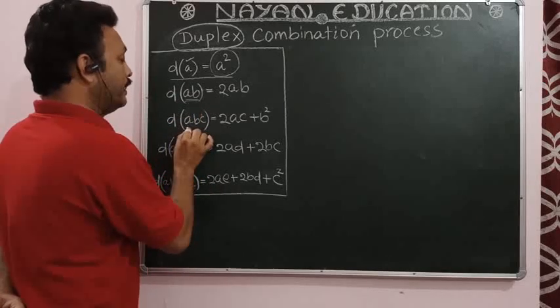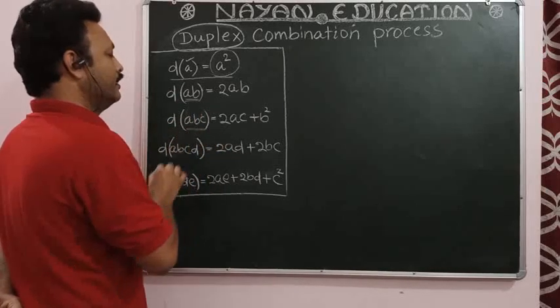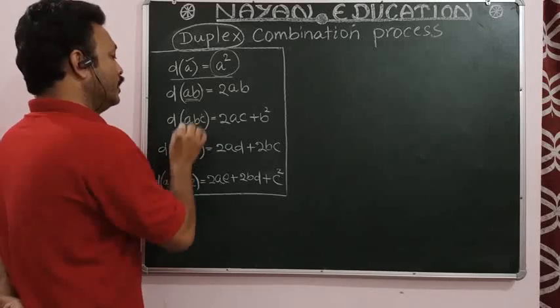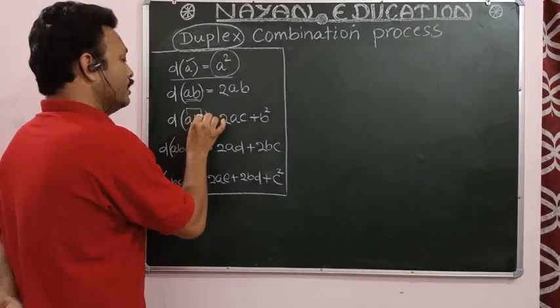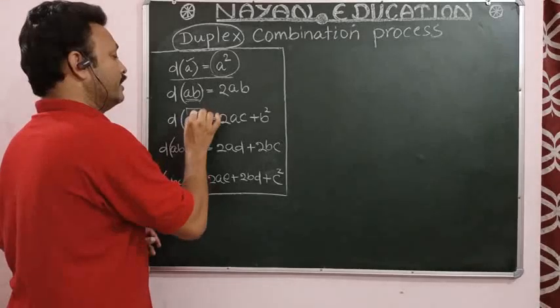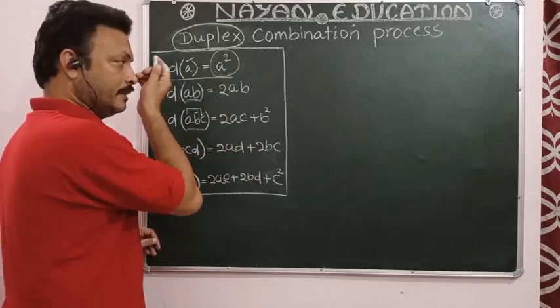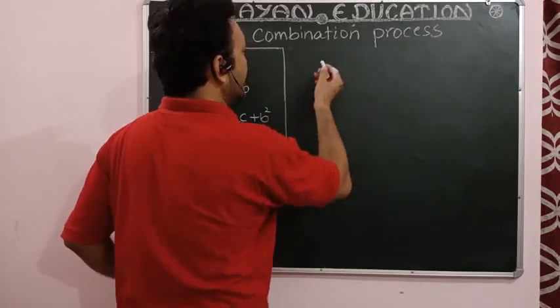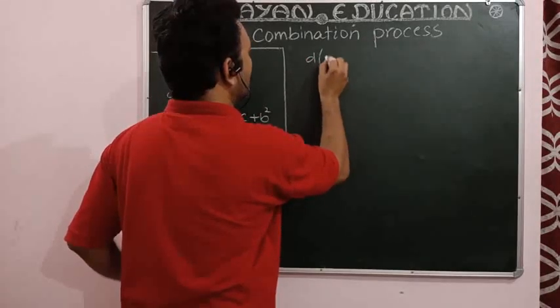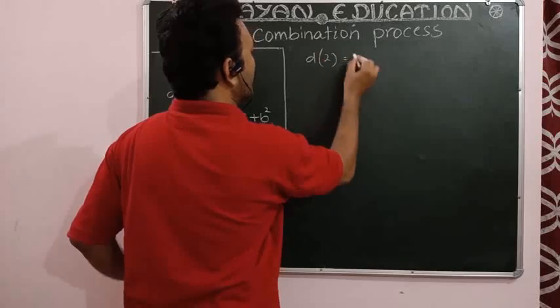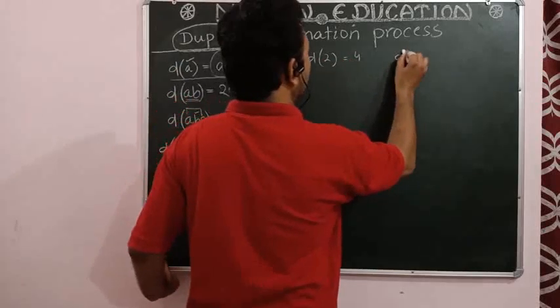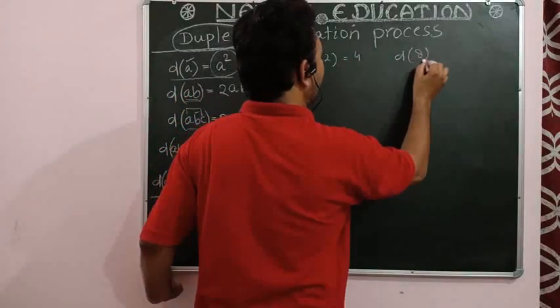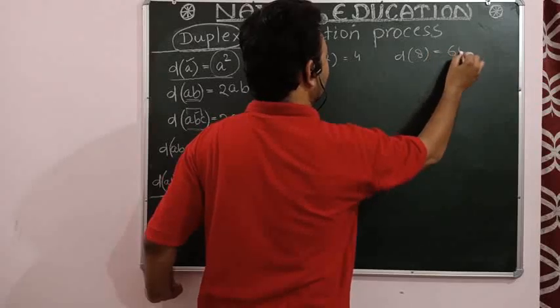Duplex of a triple digit number ABC would be 2AC plus B square. How is it happening? See friends, for the duplex of a single digit number, I would like to give an example. Duplex of 2 is 2 square, that is 4. Duplex of 8 is 8 square, that is 64.